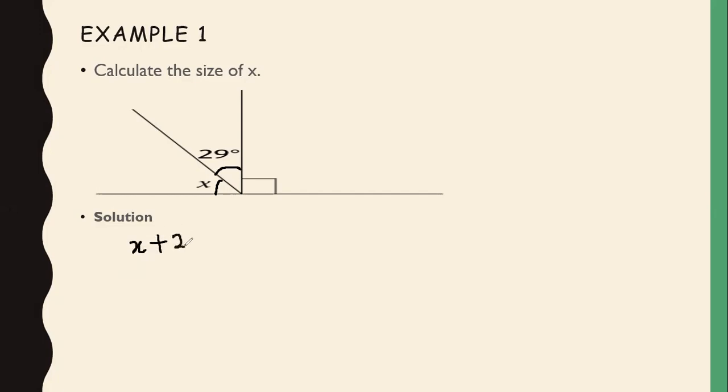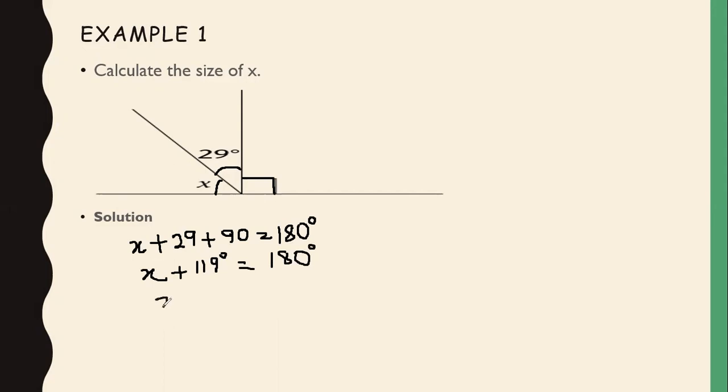So we can have X plus 29. Remember, I told you once upon a time that anytime you see this sign, it means it's 90 degrees. That is what? A right angle. So plus 90 degrees. And we are made to understand that the sum of supplementary angles is what? 180 degrees. Is that clear? So X plus 90 plus 29 will give you 119. Remember to include your degrees. Everything equals 180 degrees, right?